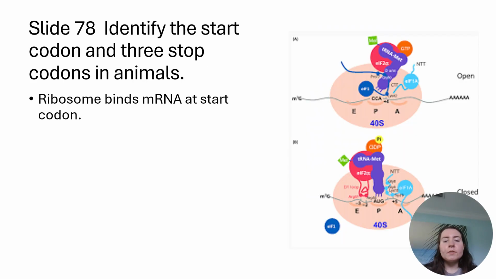Identify the start codon and 3 stop codons in animals. Ribosome binds an mRNA at stop codon, and you can see the picture over here.